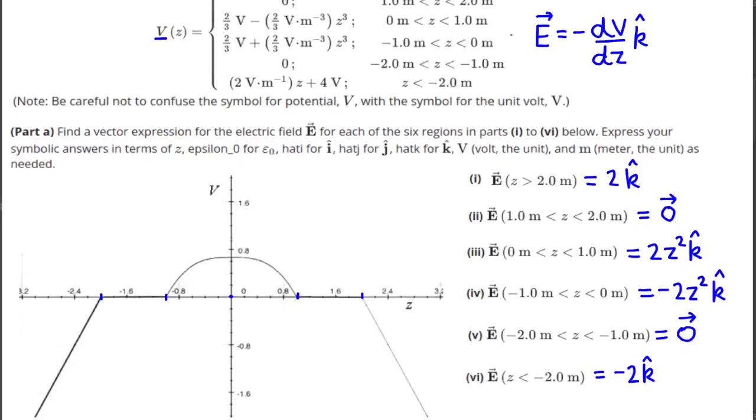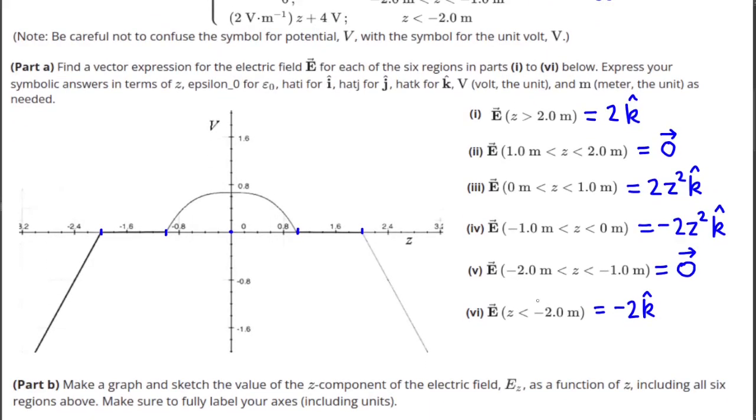And moving on to part B, make a graph and sketch the value of the z component of the electric field as a function of z, and we'll include all the above regions. So labeling our axes as the electric field, and given our potential function is in volts and z is in meters, then the electric field is in volts per meter. So where z is greater than 2 meters, the electric field is constant at 2 volts per meter. So it looks something like this.